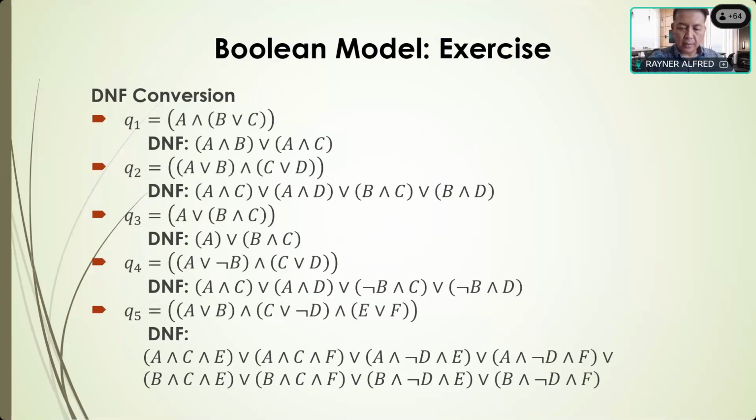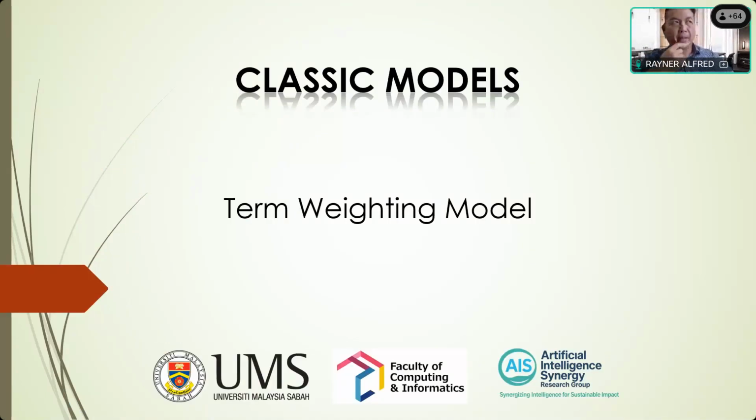Okay, so the problem with the previous one is that they cannot do partial matching and they cannot do ranking. So for that reason, they say, why not we count the number of times the term exists in the document instead of only using binary. So they introduced what we call the term weighting model.